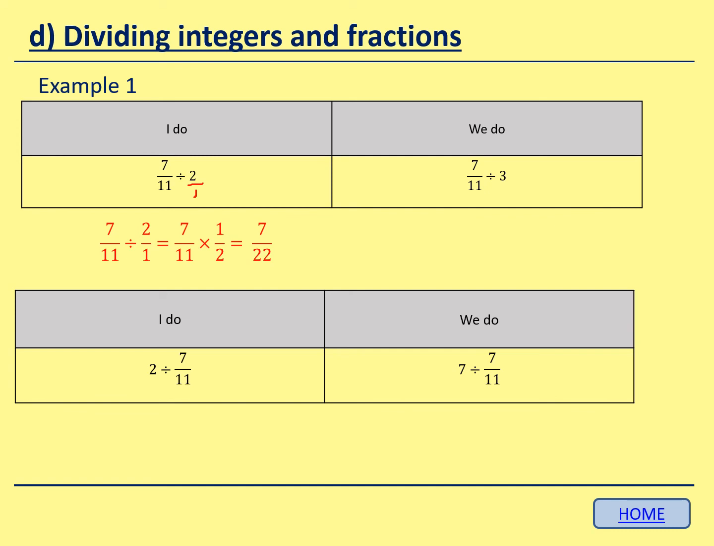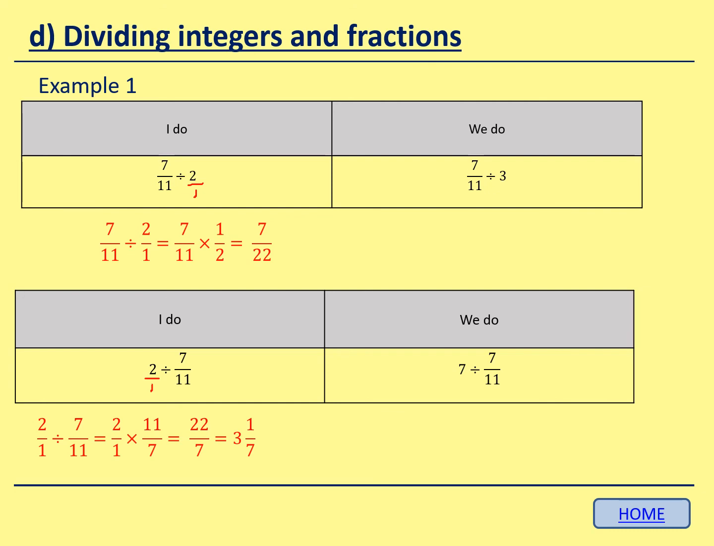There's nothing there that I can cancel, because 2 doesn't go into 7, 11 doesn't go into 7. Okay, so the answer is 7 over 22. On this one, again, we've got the unseen denominator of 1. So we'll do keep, flip, change. 2 over 1 times 11 over 7. Right, 2 11s is 22, 1 times 7 is 7. Right, how many times does 7 go into 22? So it's 3, remainder 1, so 3 and 1 over 7.